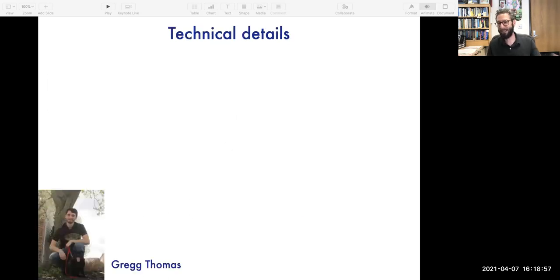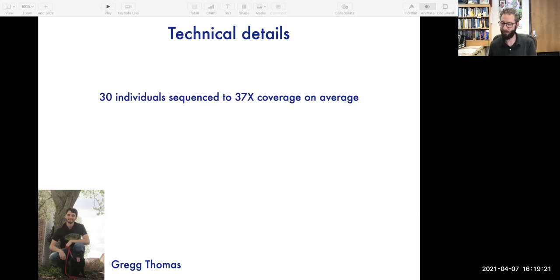Okay, so some technical details about the genome sequencing and finding these needles in a haystack. I should say also that all of this was led by my former grad student, Greg Thomas, who is now a postdoc with Jeff Good at the University of Montana. So you can ask me more details if I don't cover the ones you're interested in. But essentially, we sequenced 30 individuals to 37x coverage on average, using Illumina. The important things for finding mutations are making sure that the mutation you're calling in the kid is real and not a sequencing error, and making sure that you have enough coverage in the parents that you're not just missing a heterozygous site there, right? So 37x coverage helps to do that.